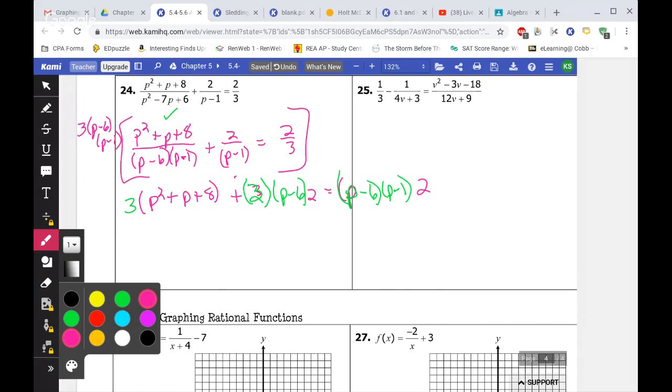So I'm going to distribute the 3. So it's going to be 3p squared plus 3p plus 24. And now I'm going to multiply 3 times 2, which is 6, and distribute the 6 into the p minus 6. So that's going to be plus 6p minus 36, because 6 times negative 6 is negative 36, equals, and then I can already see from back up here that this foiled would be p squared minus 7p plus 6. So if I multiply that 2 to that, I'm going to have 2p squared minus 14p plus 12.